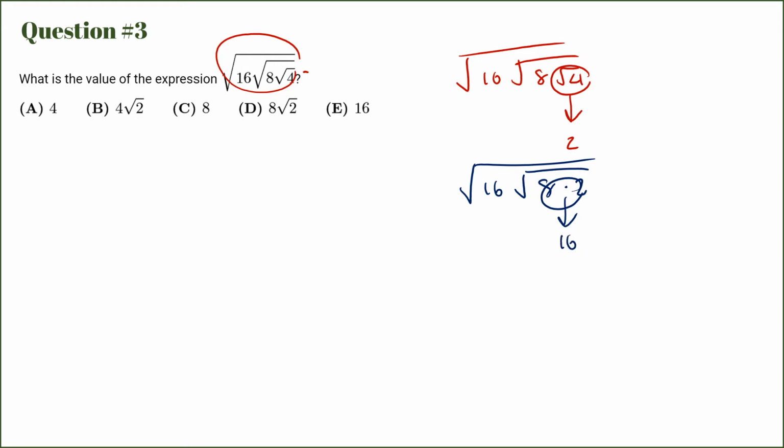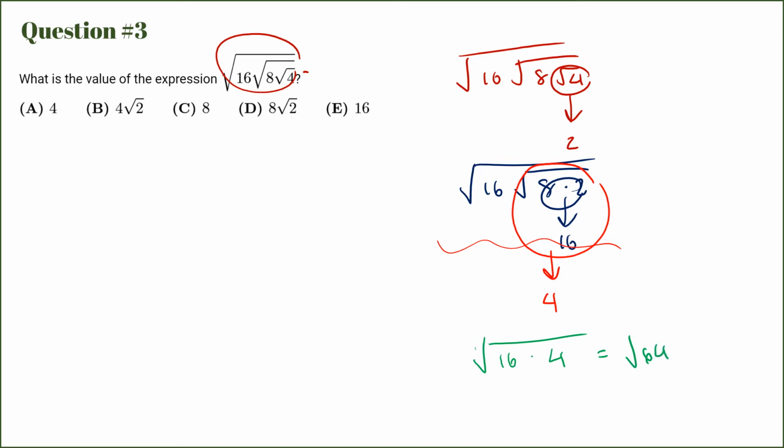So what does this equal? Well, root 16 is 4. So we can rewrite this whole thing as the square root of 16 times 4. Well, what is 16 times 4? That's 64. So the square root of 64 is 8. So the value of the expression is 8, C.